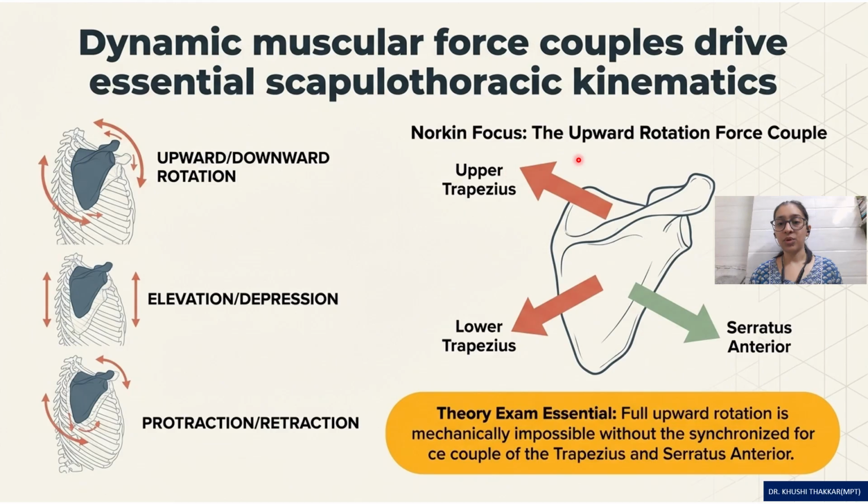Now always remember the upward rotation force couple: the trapezius muscle, upper trapezius this way, lower trapezius this way, and serratus anterior. These are the vector directions of the muscles. Full upward rotation is mechanically impossible without the synchronized force couple provided by the trapezius and serratus anterior. Very, very important for your movements of the shoulder joint and your MCQs. We'll discuss them in detail later.